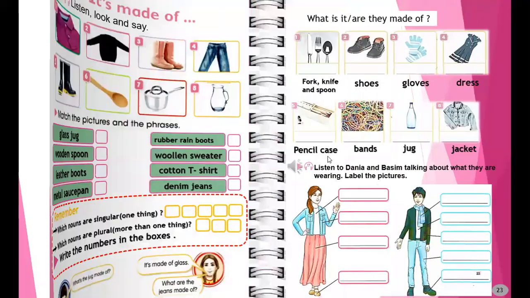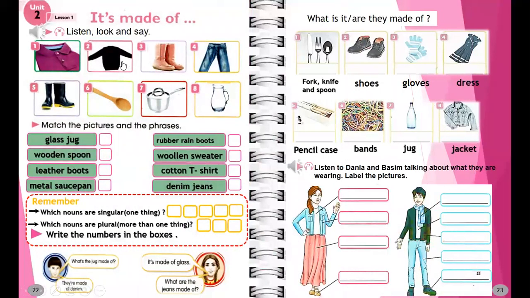So begin with Lesson 1 here in your book. Open your books on pages 22 and 23, Lesson 1 of Unit 2. It's made of. It means it's made of a material.